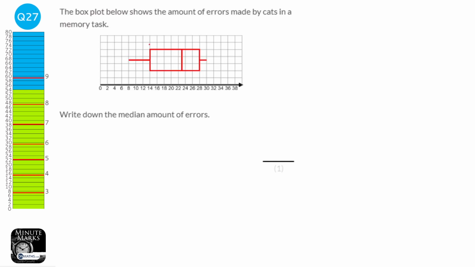The lower quartile is this bit here. The median is this bit here. Upper quartile, and then the highest value. So the median is this part here, and we can see that is at 23. So the median is at 23.